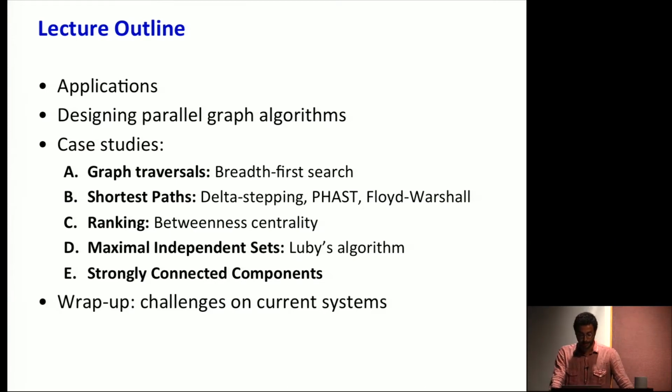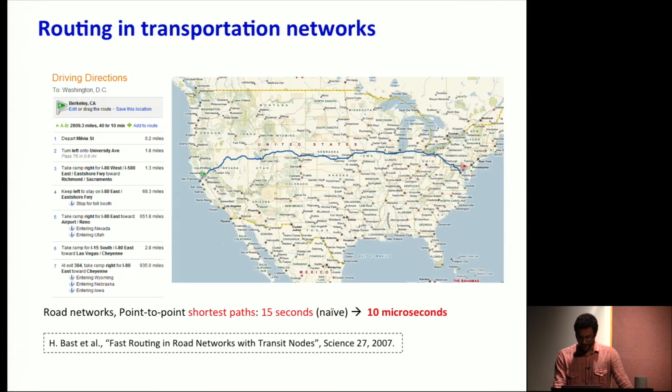For example, we will use randomness for maximal independent set. And we will use recursion, parallel recursion, for strongly connected components. And breadth-first search and shortest paths are so fundamental that I can't really have a lecture without them. So let's start with the applications.